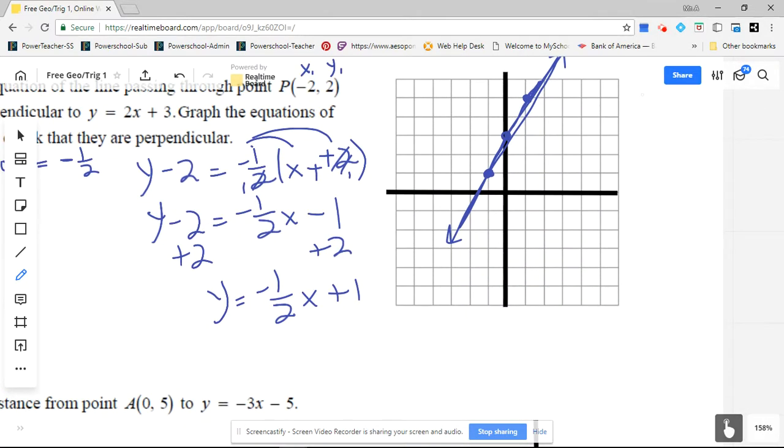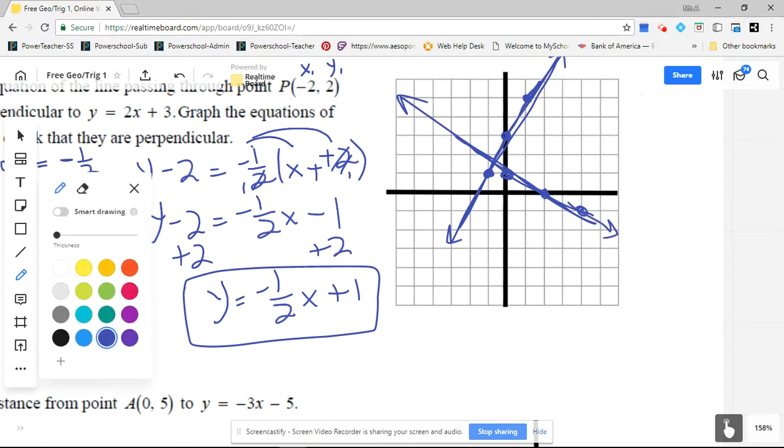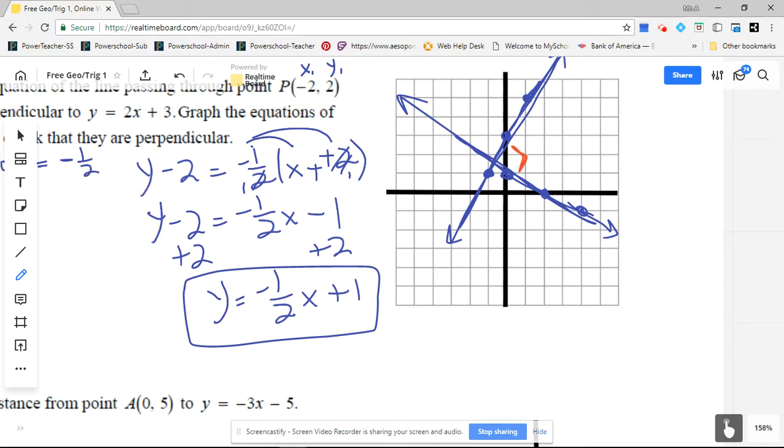And then the new line that I came up with starts at a positive 1, and it goes down 1 and over 2. Down 1 and over 2. So that's going to be a line that comes in like this. And if you drew it exactly correct, these would be at right angles right here. That would be perpendicular. They would be exact right angles.